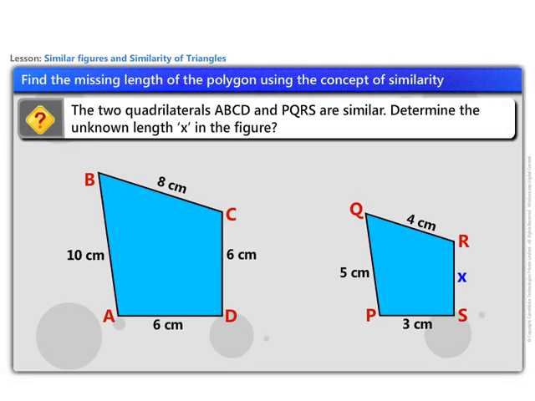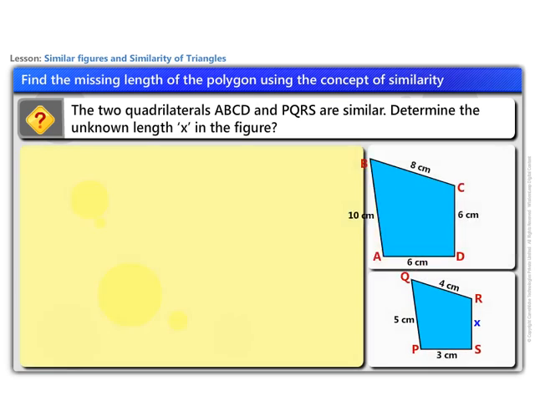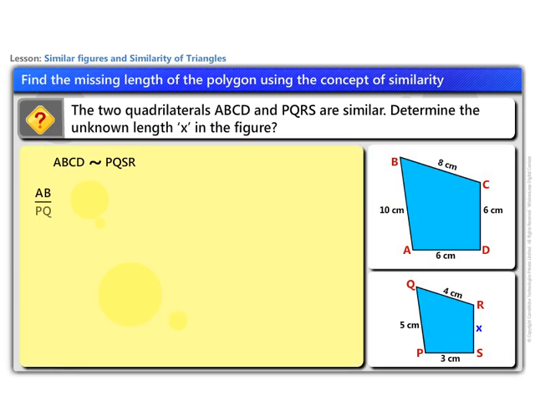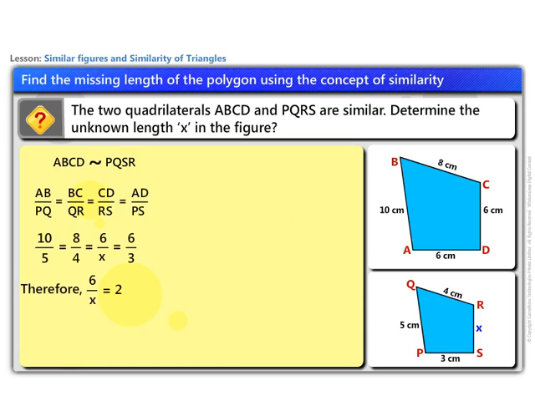The two quadrilaterals ABCD and PQRS are similar. Determine the unknown length x in the figure. Let x be the unknown length of the side of the quadrilateral. Since the two quadrilaterals are similar, the corresponding sides must have the same ratio. That is, AB by PQ is equal to BC by QR, which is equal to CD by RS, which is equal to AD by SP. Substituting the known values and simplifying for x, the scale factor is 2, so x is equal to 3.